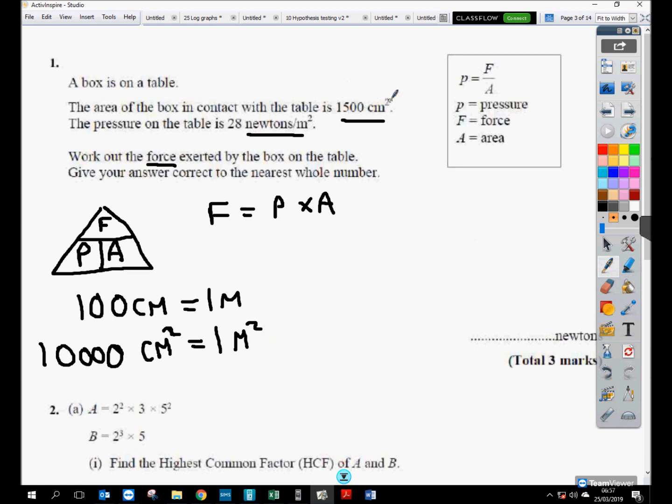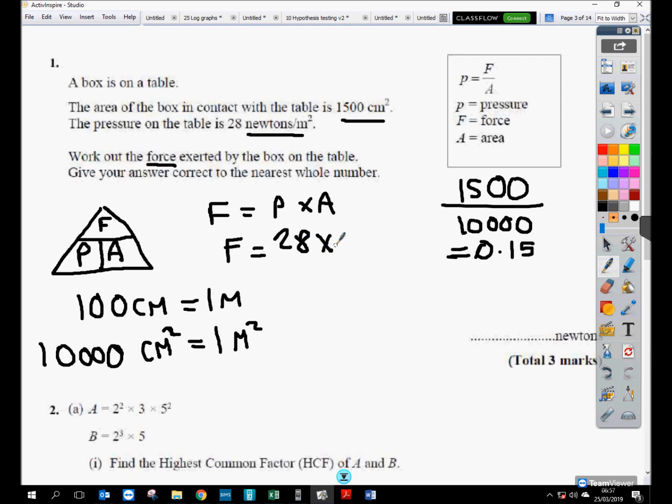So if I divide 1,500 by 10,000, I end up with 0.15. So now I can use the formula for pressure times area to work out force. So pressure is 28, the area is 0.15, and I end up with 4.2. Give your answer correct to the nearest whole number, 4.